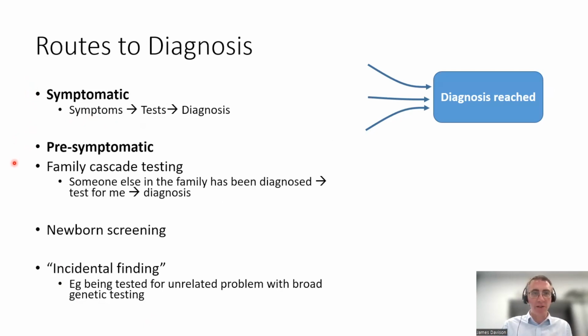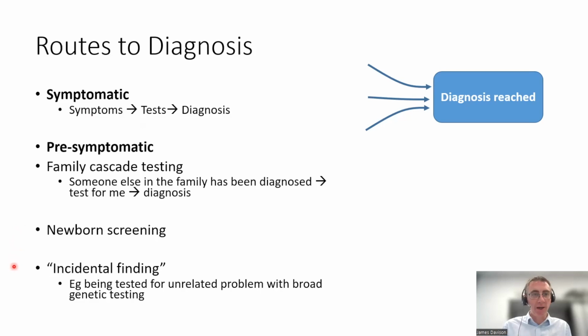And that may be, for example, because of family cascade testing. So somebody else in the wider family has been diagnosed with the condition. That's led on to other people in the family having tests and finding that they may also have the diagnosis. For some conditions, in some countries, newborn screening, so having the heel prick blood test at a few days of life, might test for particular conditions and make a diagnosis before symptoms have emerged. For X-linked adrenoleukodystrophy, that's not currently part of the UK newborn screening programme.